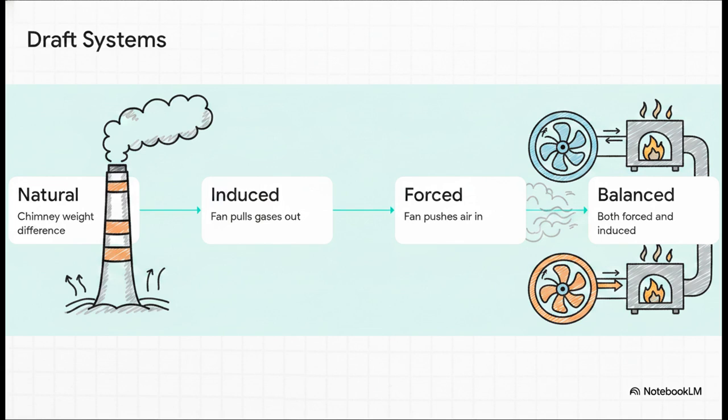So, step two is induced draft, where a fan actively pulls gases out of the furnace, which creates a slight negative pressure. Step three is forced draft. That flips it by using a fan to actively push combustion air into the furnace. And finally, step four is the balanced draft. This is the most controlled environment, utilizing both forced fans to push air in and induced fans to pull gases out at the exact same time.